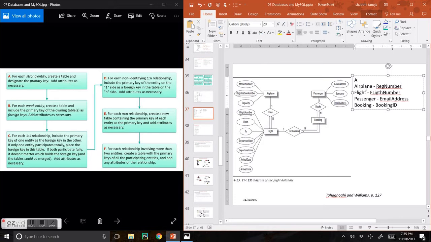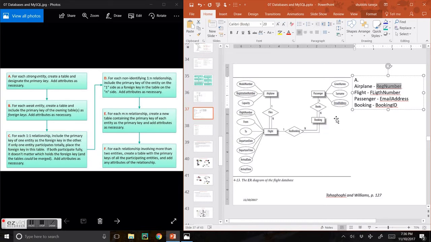So I'm not going to write them here, but I can quickly tell you what those could be. For airplane, the attributes would be basically everything except for the primary key, that is, we've already taken that. So now the other attributes that we must add to the table would be model number and capacity. For flight, you could add from, to, departure date, time, arrival date, time. For passenger, you could again add their first name, last name. Email address is already taken, so we won't worry about that.